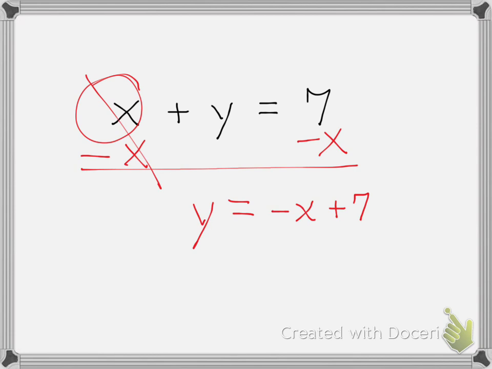Usually I'll divide everything by whatever the coefficient of y is, but my coefficient of y is an imaginary 1. When I divide everything by 1, it's going to be the same thing. So therefore, I'm done. And that's it.